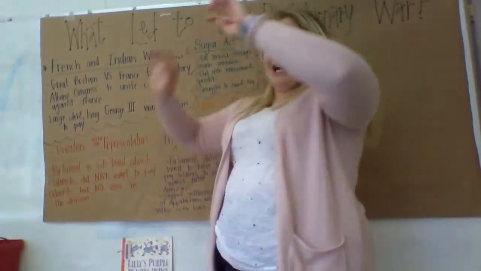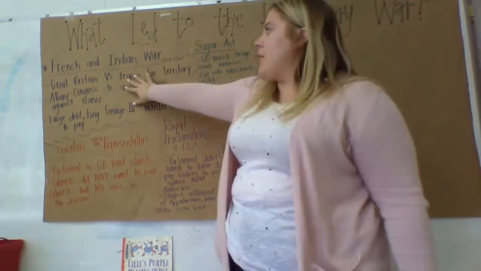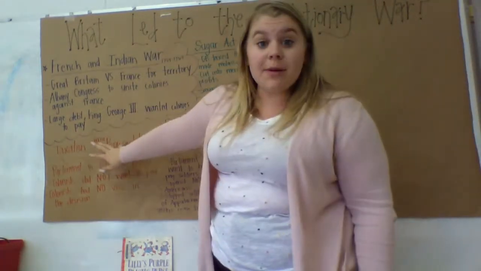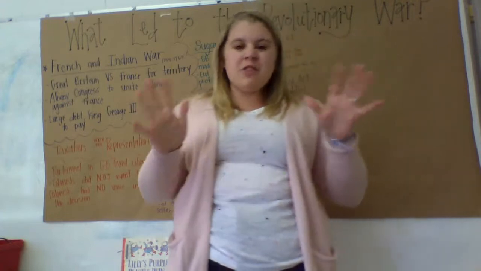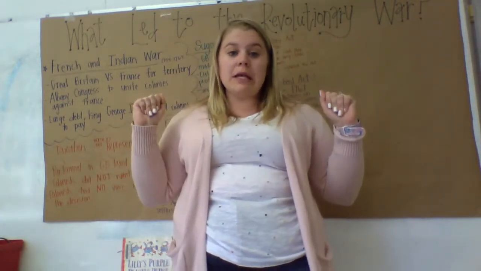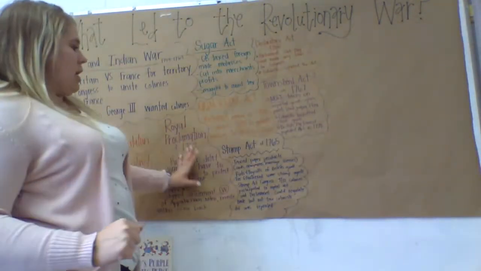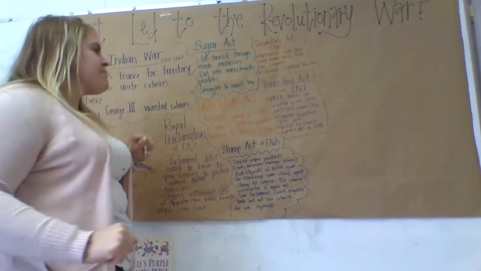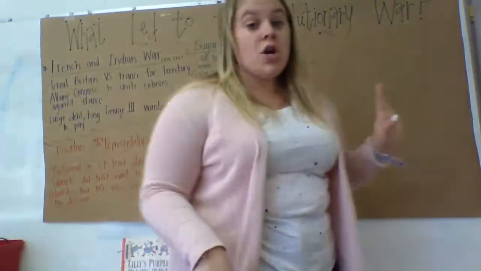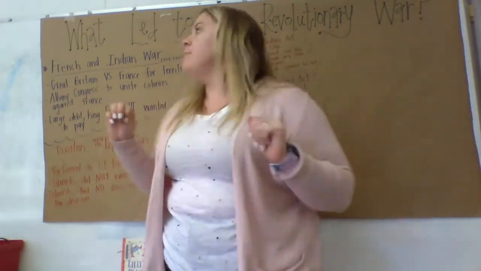So, last time on our big poster of what led to the Revolutionary War, we only had the French and Indian War, and we started talking about taxation without representation. So the British were kind of overstepping their boundaries with the colonists, but they could deal with it. Look at all of these things that have happened since. So the British really went crazy, and the colonists were like, we are done.